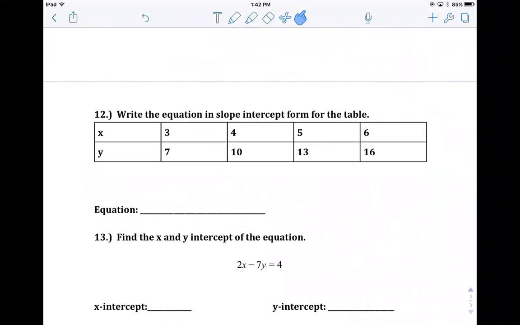Moving on to problem 12, we are given a table. We want to find out what is our equation. So looking right away, we can see that we're increasing each time by 3. So that's going to be our slope.